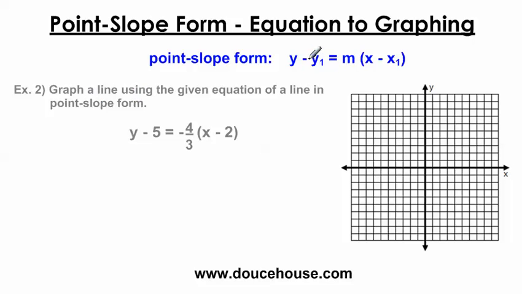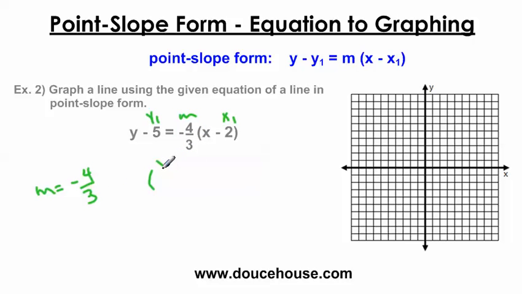And so again, it says graph a line using the given equation of a line in point slope form. And so y minus y1 equals m times x minus x1. I'm just gonna look at this equation, and I'm gonna look down here, and I'm gonna see that this guy is y1. This is the slope, and this is x1 right here. And so the slope is easy to identify. That's going to stay as a -4 over 3. And so this whole guy right here is the slope.